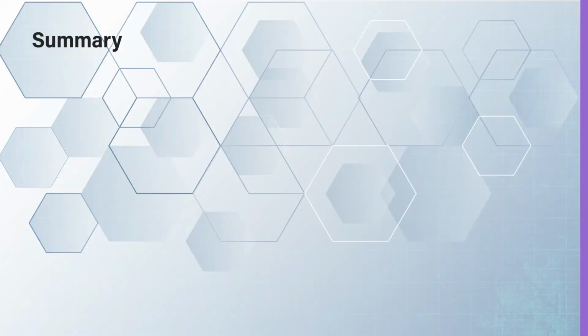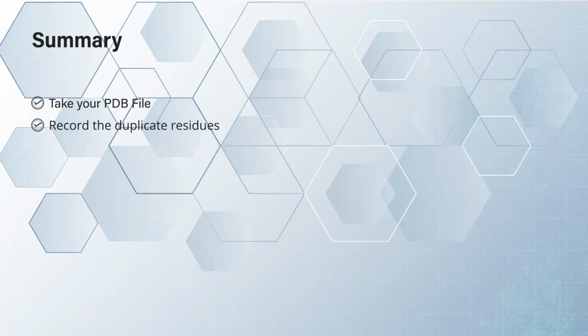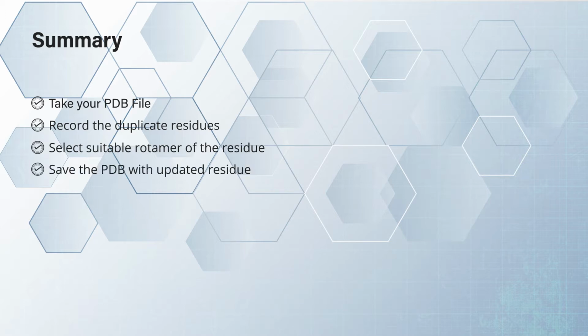Publishing papers. That's enough. In this video, I will show you how to deal with the duplicate residues. We will start with the PDB file in which we will first see the duplicate residues. We will record the residue numbers. Later, we will select the suitable residue conformation or rotamers. We will do it both ways, by manual clicks and by commands. At the end, we will save the updated PDB. So let's get started without further ado.